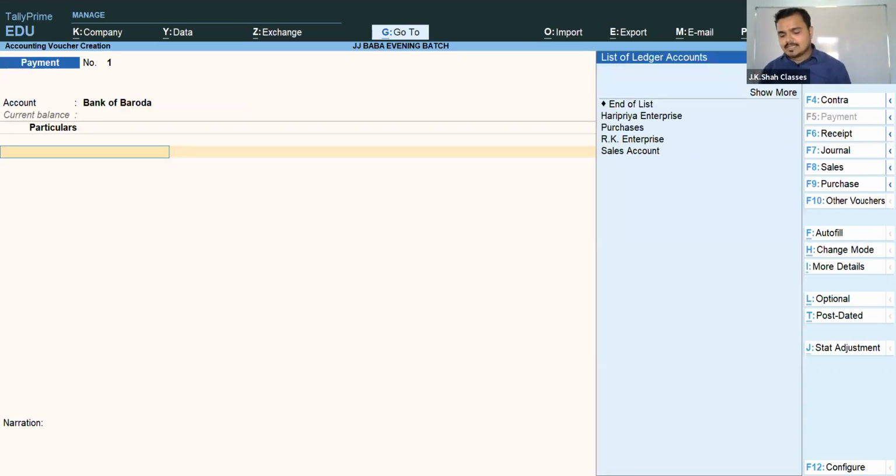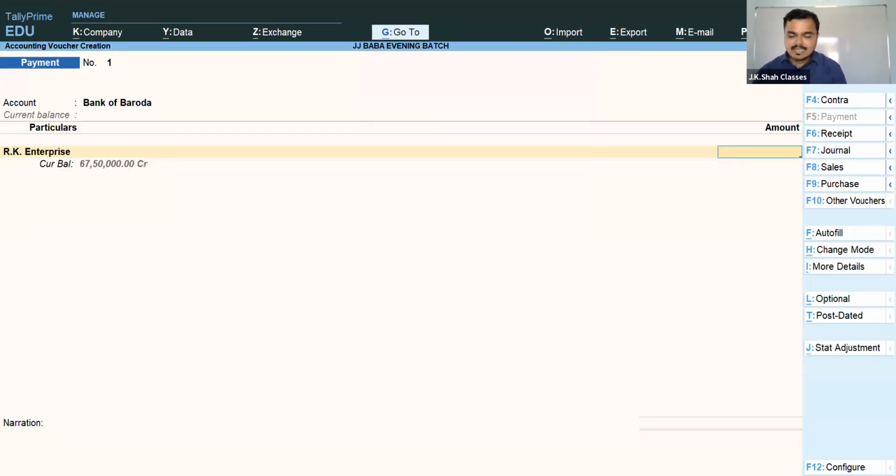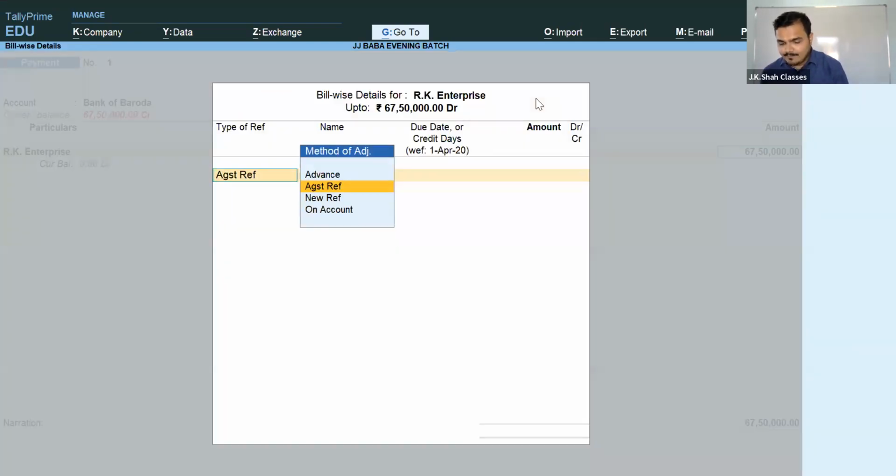Yes, sir. Now see this. Here you will find every person. From whom I had purchased the goods? Sir, from RK Enterprise. So I will select RK Enterprise. See this. Finally, I got the balance over there. Is it 67 lakhs 50,000 I need to pay? Yes, sir. So I am making the 67 lakhs 50,000 payment.